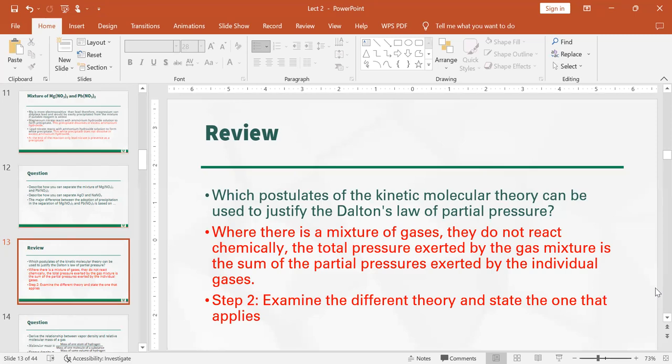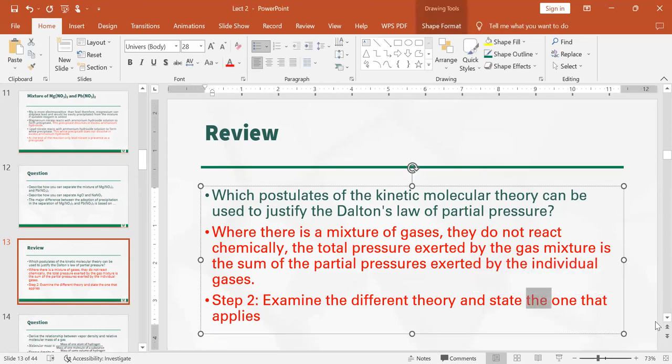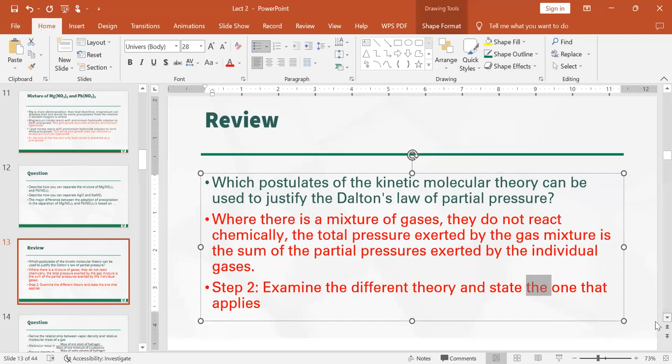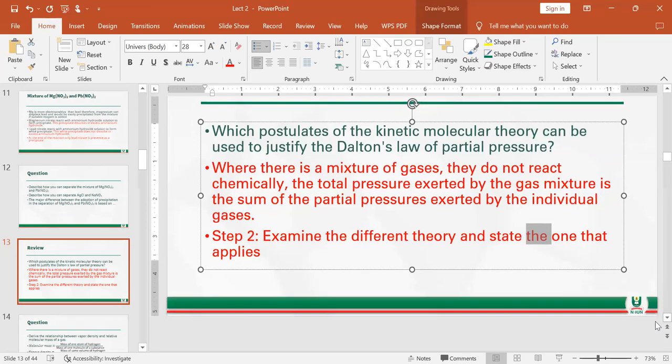So where there is a mixture of gases that do not react chemically, that is Dalton's law. Kinetic theory says that where there is a mixture of gases, they do not react chemically, and the pressure exerted by the gas mixture is the sum of the partial pressures exerted by the individual gases. So can you examine the different kinetic theories for them one after another?